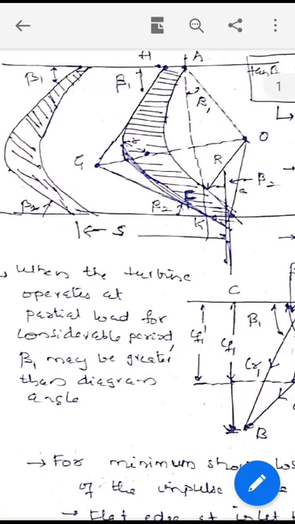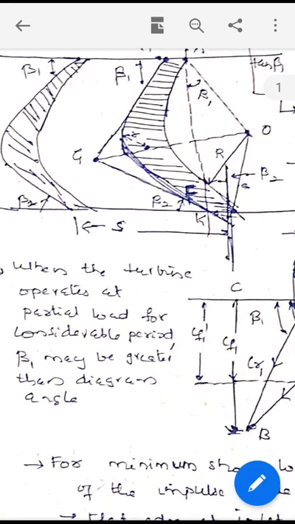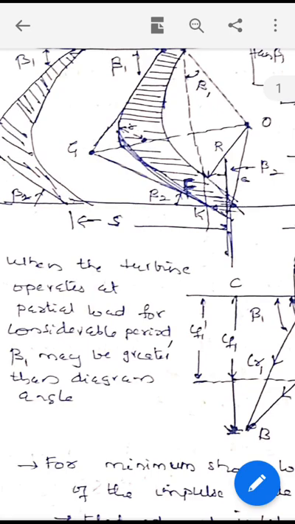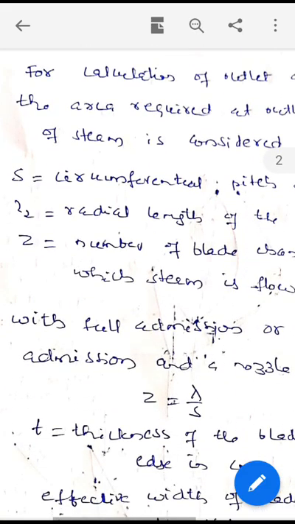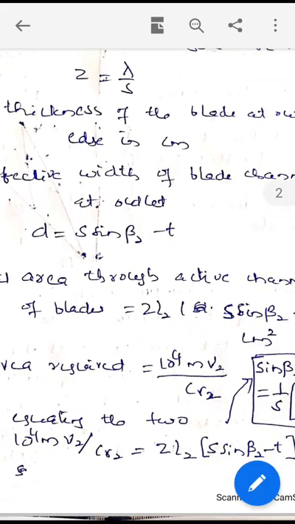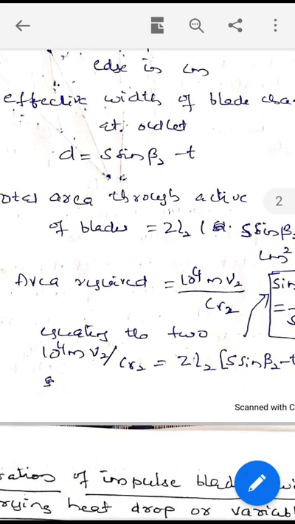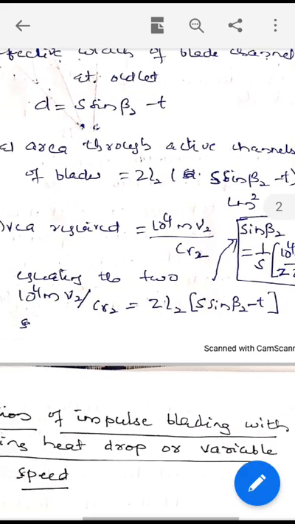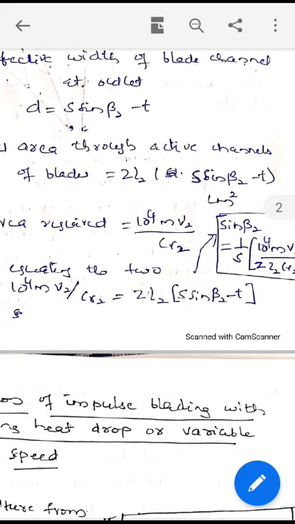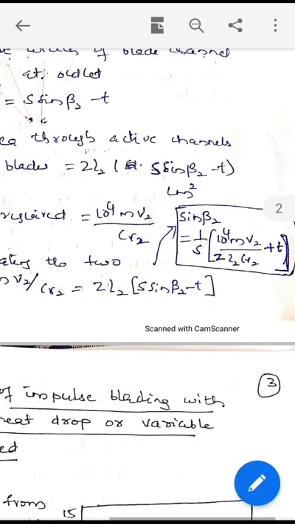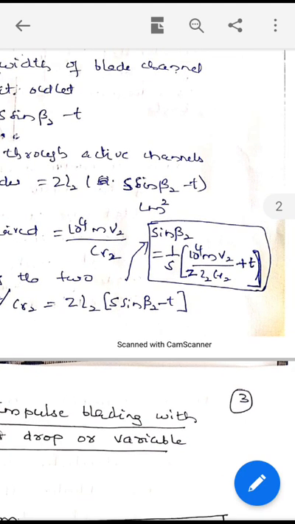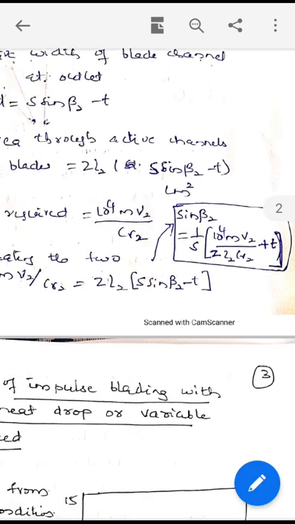So then the volumetric flow at the outlet of the blade is also equal to the area at outlet into CR2. So, equating the area, the area required equals 10 raised to 4 mv2 by CR2, and this equals Z L2 (S sin beta 2 minus T). Equating these two values, we get the value of sin beta 2 as 1 by S into bracket 10 raised to 4 mv2 by Z L2 CR2 plus T. This gives the outlet blade angle.